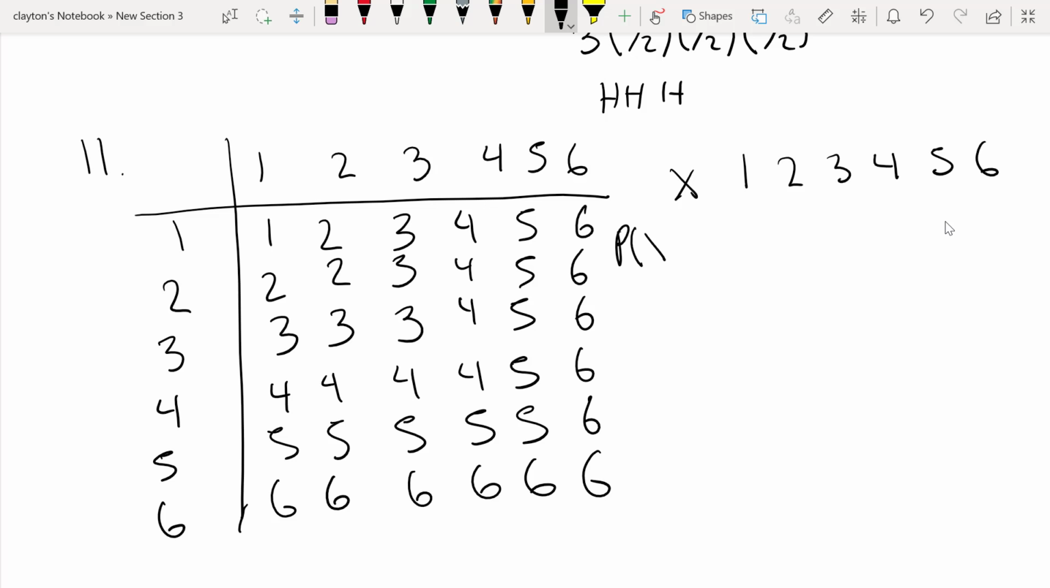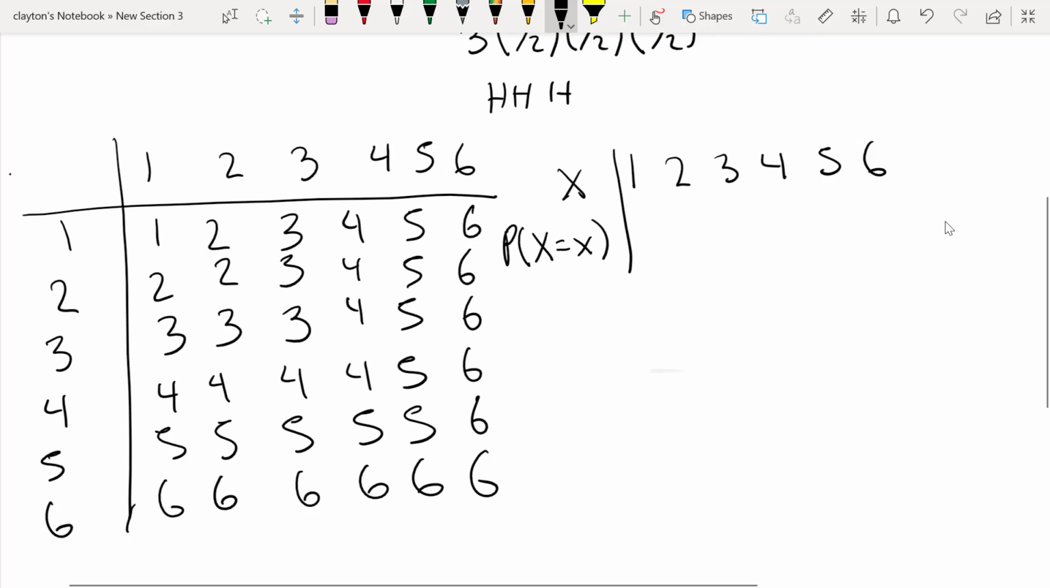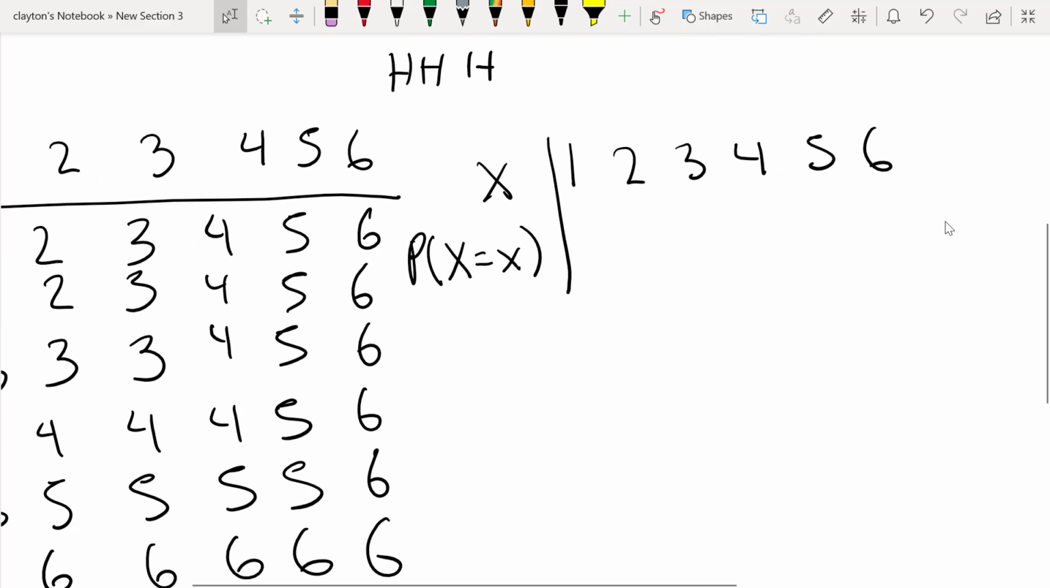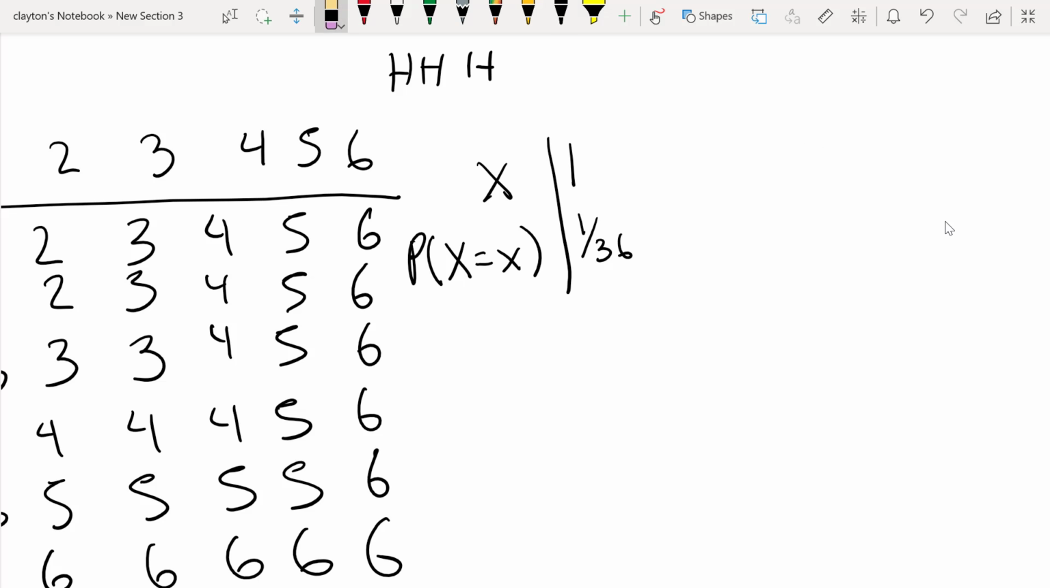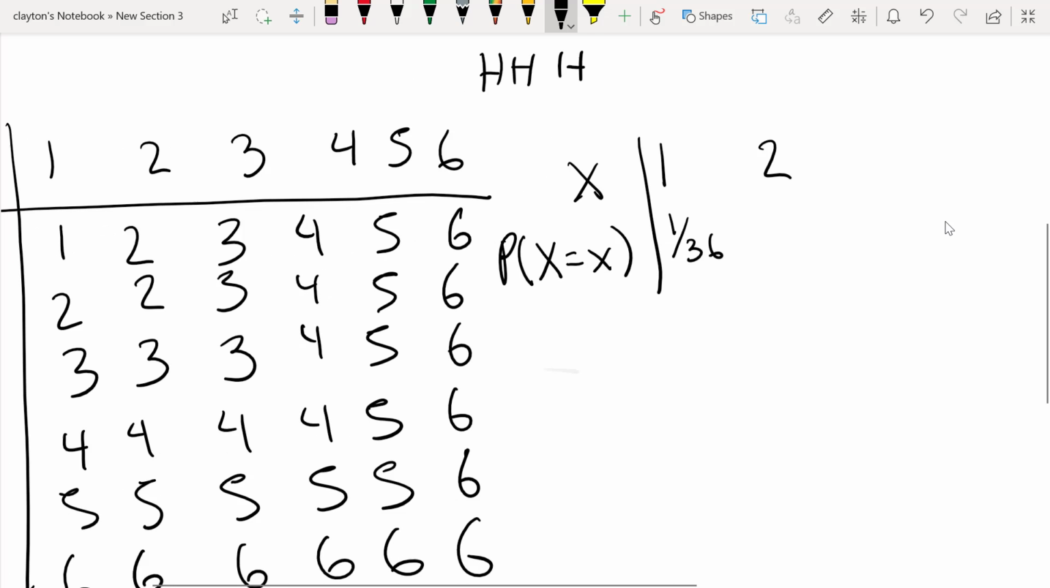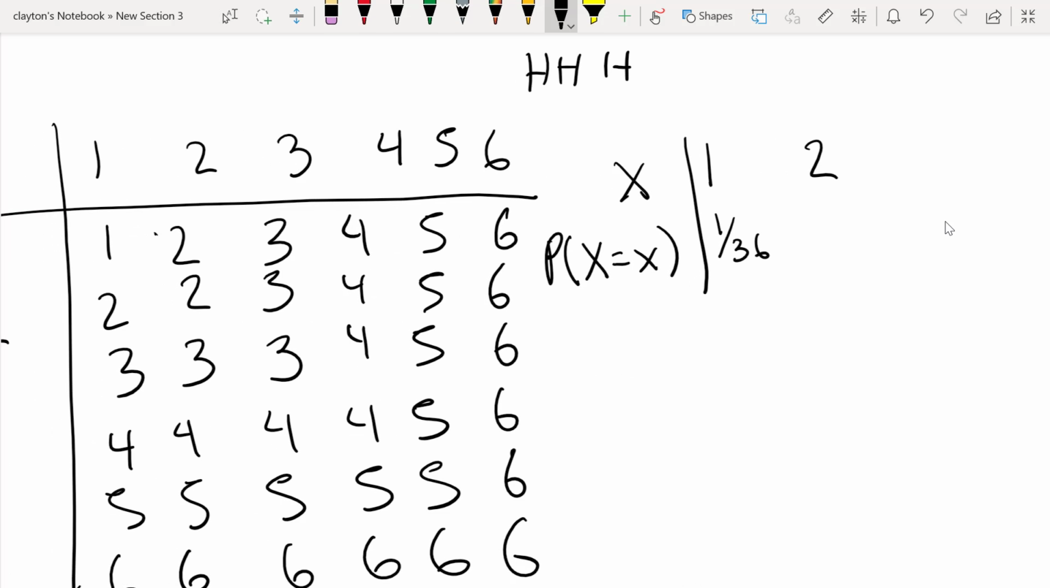So our probability of x equaling x. Well, for 1, that only happens one time. I could have spaced these out better, sorry. Let's go ahead and zoom in. 1 only happens one time, so it's 1 out of 36. Let me erase to give myself some more space. If we're looking at 2, let's look at our chart. Again, there's 36 possibilities. Here are 2's. There's 3 of them.